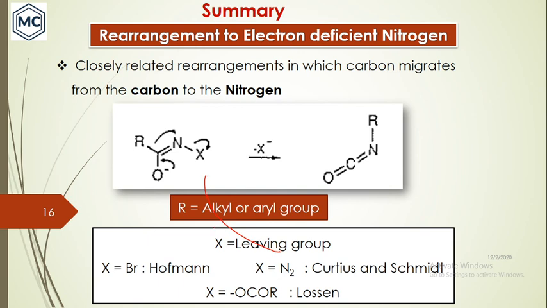In each case it is different. If the leaving group is bromine, it is the Hofmann rearrangement, and if the leaving group is nitrogen, it is Curtius and Schmidt. And if the leaving group is OCOR, this ester, this is the Lossen rearrangement. Okay, that's all.